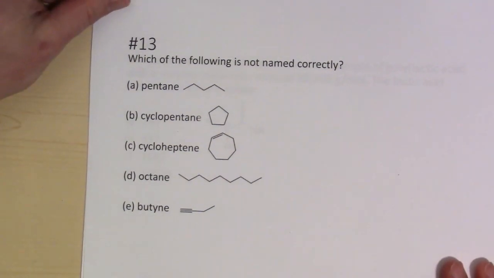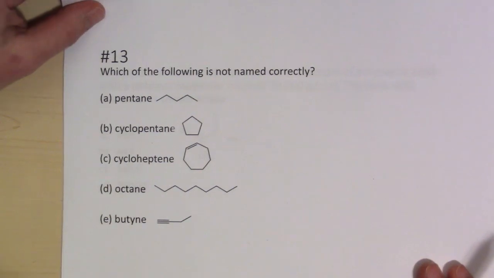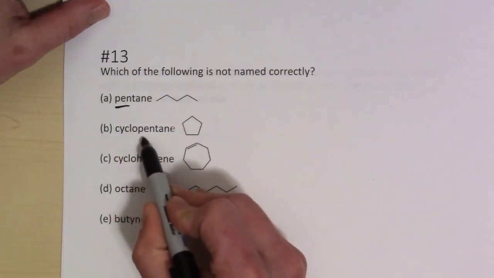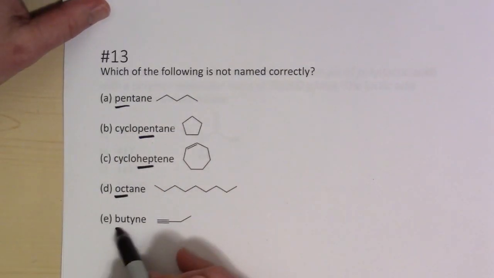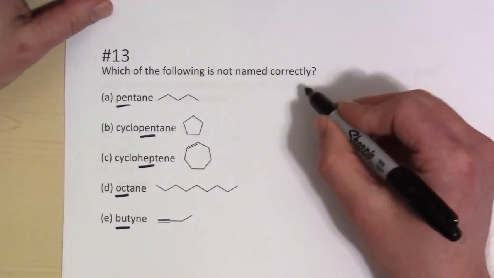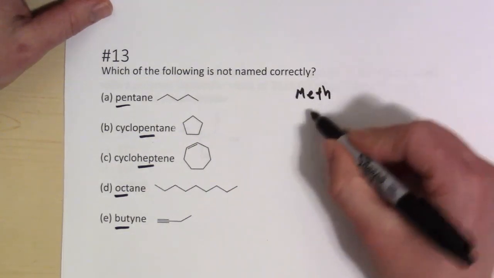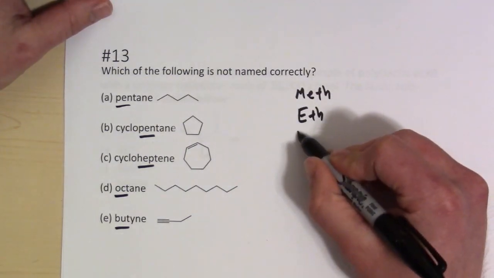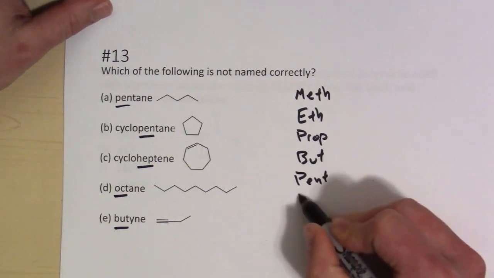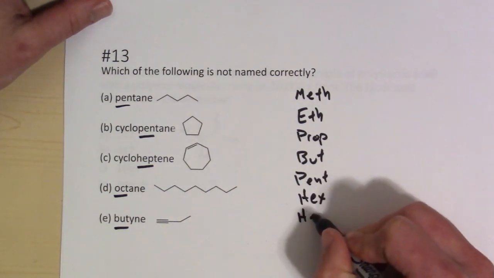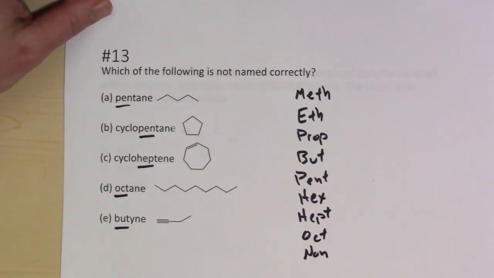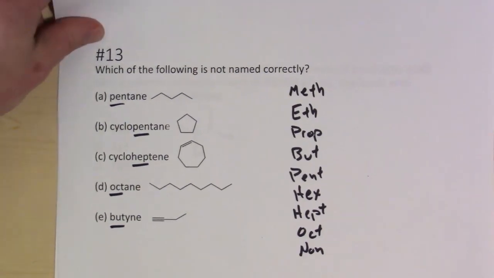So, number 13 wants to know which of the following molecules here is named incorrectly. So, the best place to start here would be with each of these prefixes that indicate how many carbon atoms should be present in each of these structures. So, if you remember the ordering, so these are the prefixes for the first 9 hydrocarbon molecules.